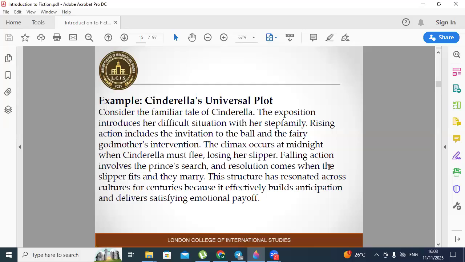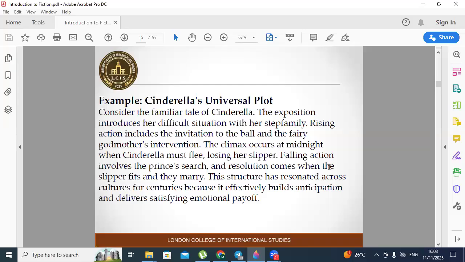Climax occurs at midnight when Cinderella must flee, losing her slipper. This is the story's turning point, the moment of greatest tension. Will she escape without revealing her identity? Will she lose everything? The lost slipper becomes the crucial plot element enabling resolution.